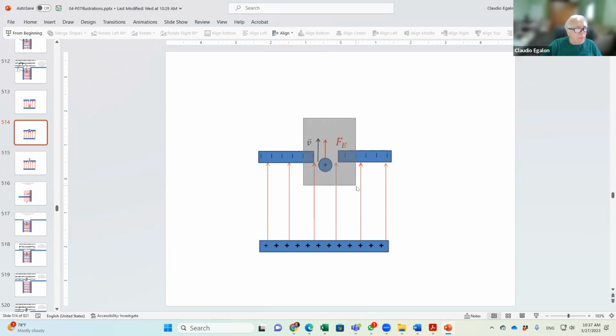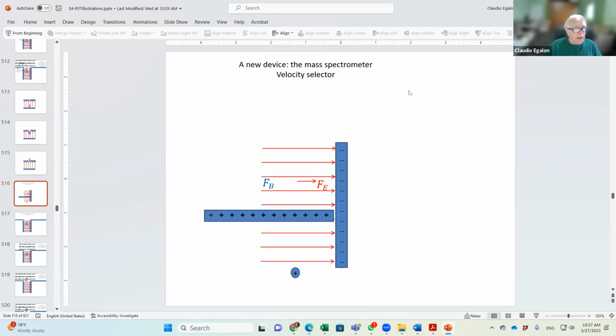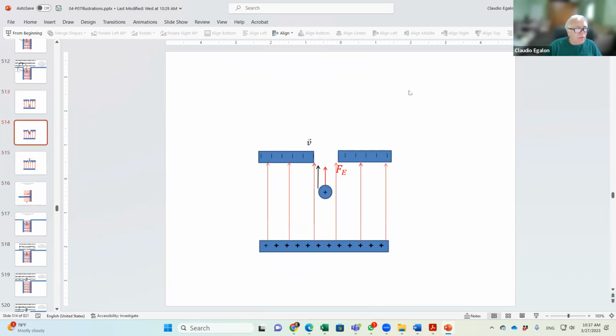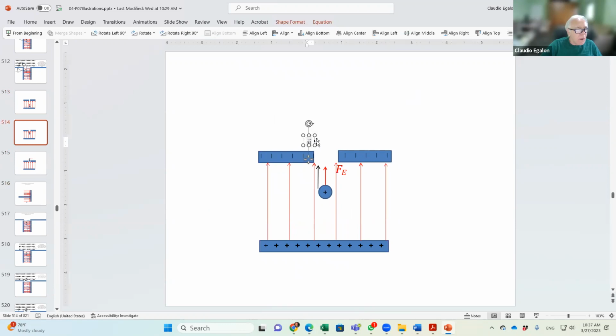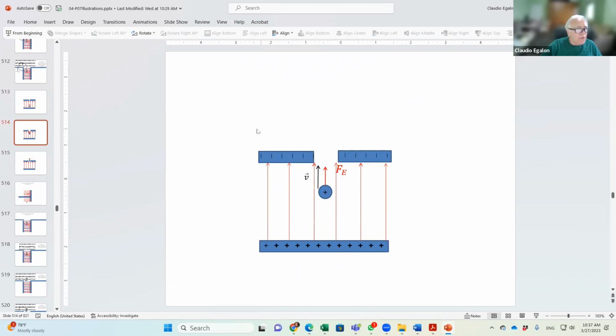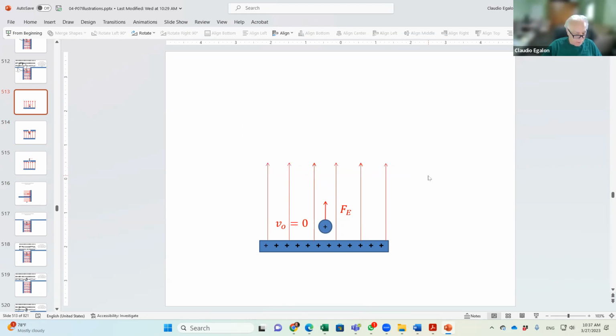I think I'm going to move a little bit down. Yeah, better, right? I have to adjust this one as well, the velocity. Good, like that.